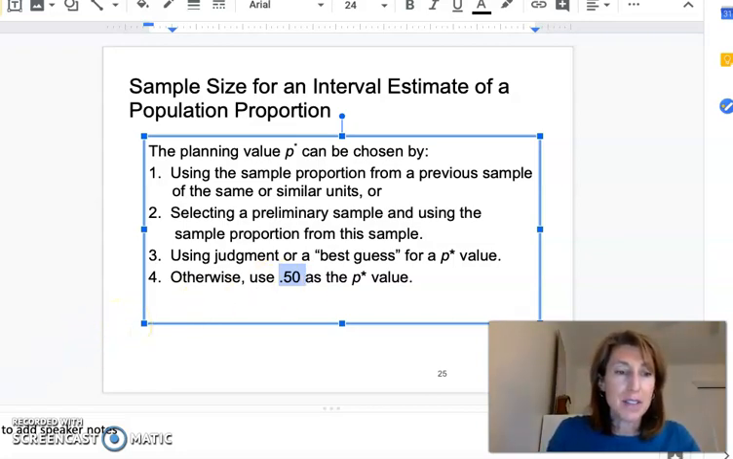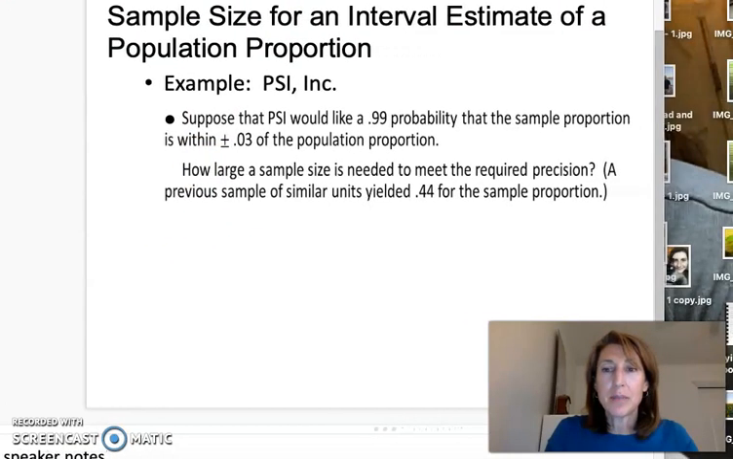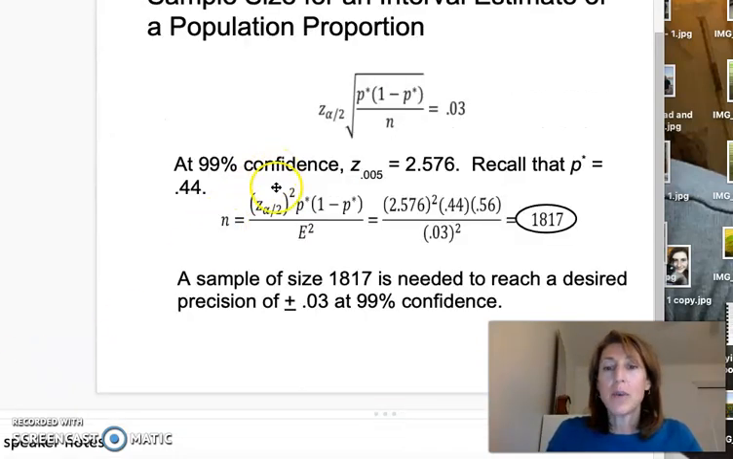So let's do an example since I have some time. Suppose that PSI would like to have a 99% probability that they're within plus or minus 3%. How large of a sample size is needed for that? Here's our formula, from the prior slide. What are we plugging in here? In this case, we actually have all the data we need. We know what the z-score is for 99% confidence. We know what the p and the 1 minus p are, given in the problem. And we know our desired margin of error, 0.03. So we solve and figure out that 1,817 would be needed to reach a desired precision level of 0.03 at the 99% confidence level.